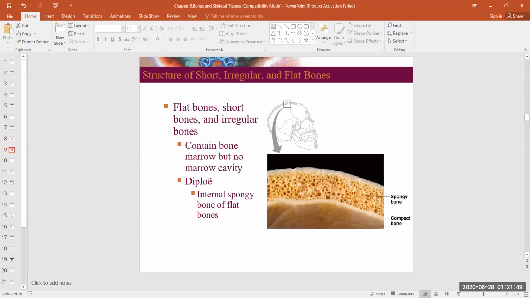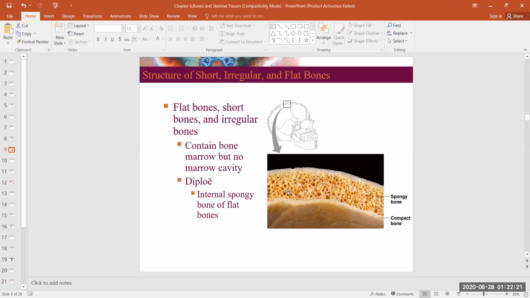That is long bone. Now let's talk about the short, irregular, and flat bones. They are not that way. They don't have epiphysis and diaphysis. They have their own structure. They are like diploe. It's like a taco. Both sides you have a taco shell, and then you have meat inside. So spongy bone is the meat, and the compact bone wall is the taco.